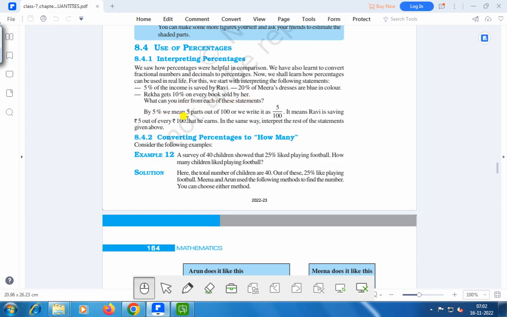5% means 5 parts out of 100, or we can write it as 5 by 100. It means Ravi is saving rupees 5 out of every 100 that he earns. In the same way, interpret the rest of the statements given above.